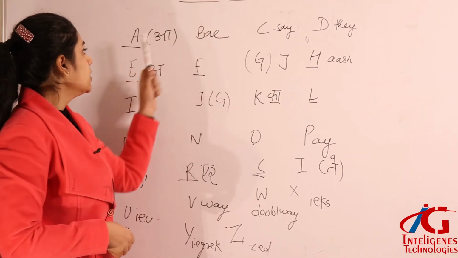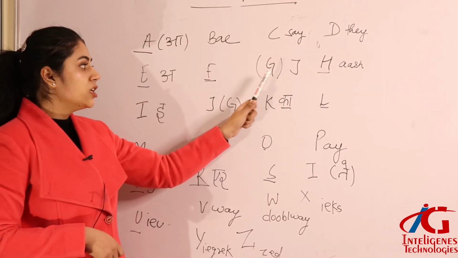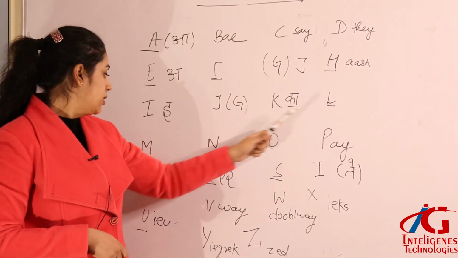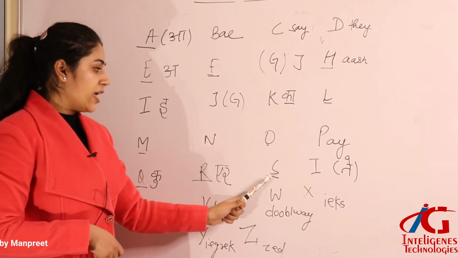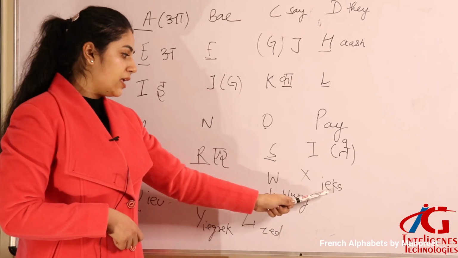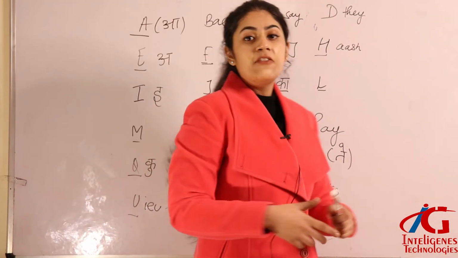Les alphabet A, B, C, D, A, F, J, Ash, E, G, K, L, M, N, O, P, Q, R, S, T, U, V, W, X, Y, and Z. So these are the alphabets in French.